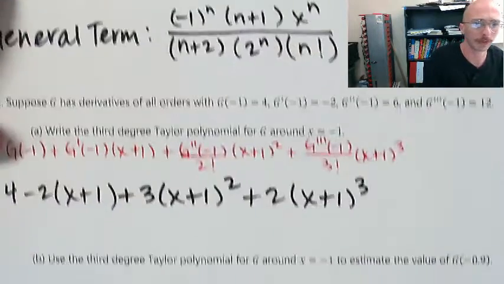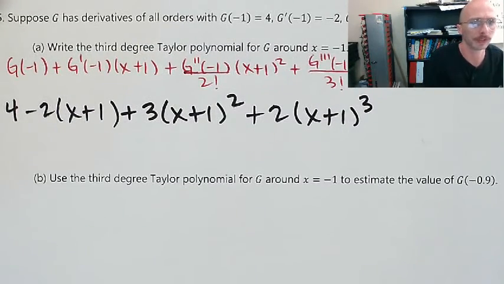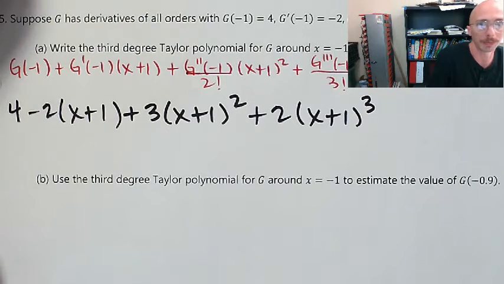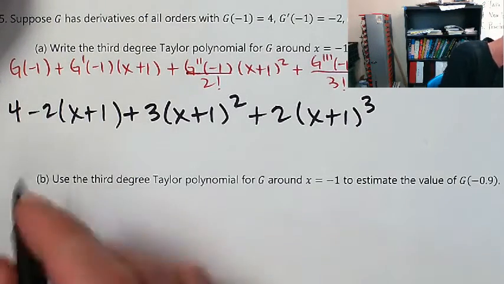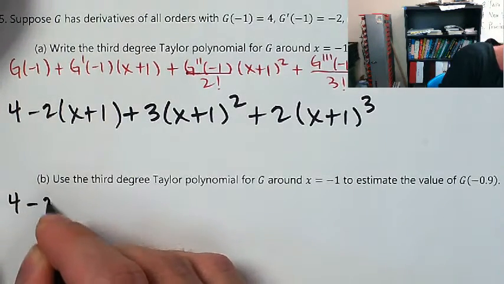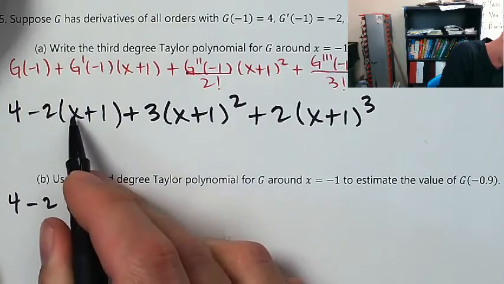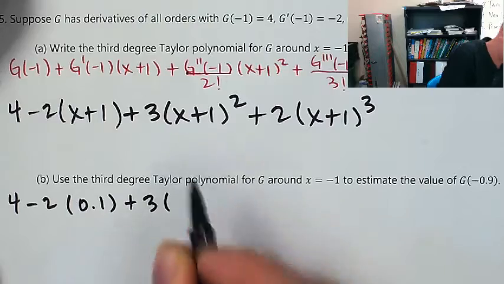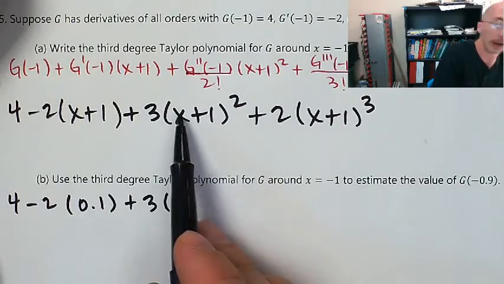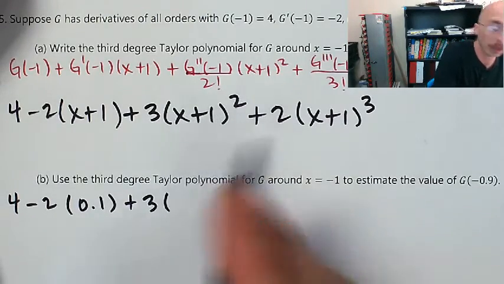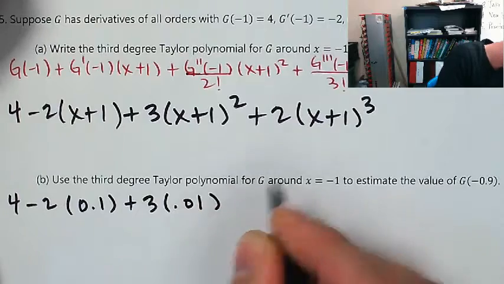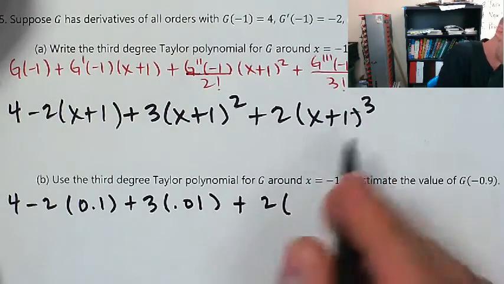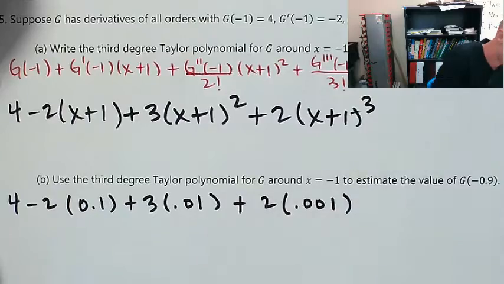Wait a second, I don't need a calculator for this next one. I thought we were going to need a calculator for this, but that's just not going to be necessary at all. G of negative 0.9, I'm just going to take x and plug in negative 0.9 for it. So 4 minus 2 times negative 0.9 plus 1 is 0.1. Plus 3 times, if I plug in negative 0.9, I'll get that positive 0.1, I'll square it, I'll get 0.01. And 2 times the same thing, 0.1 to the 3 is 0.001.